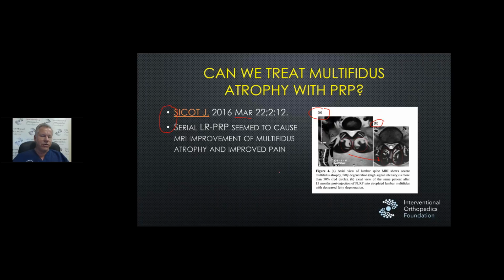But if this is actually true, if this holds up, this is a major treatment. It's an important treatment. Multifidus atrophy, we know, causes instability. We know it's linked to pain. We know it's linked to radiculopathy. We know it's linked to recurrent low back pain. So if this can actually hold up, this could be a major treatment of back pain and really should be factored into lots of regenerative treatments.